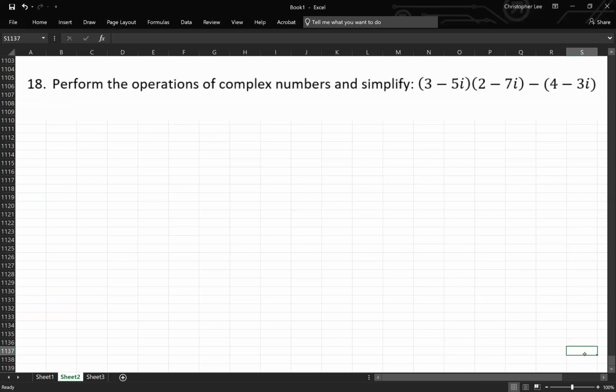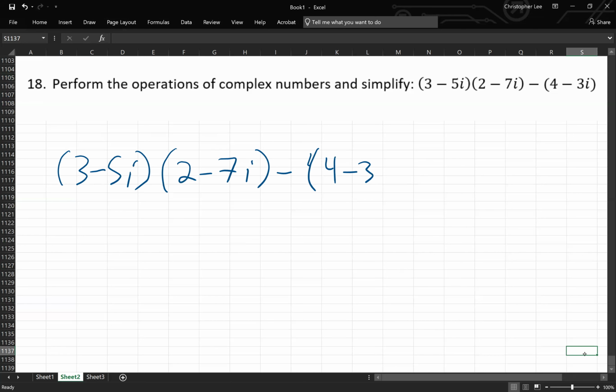So I have 3 minus 5i times 2 minus 7i minus 4 minus 3i. All right. What should I do first here? Multiply. Very good. Distribute. 3 times 2, 6. What's that? Negative 21i, right? Now what's this?